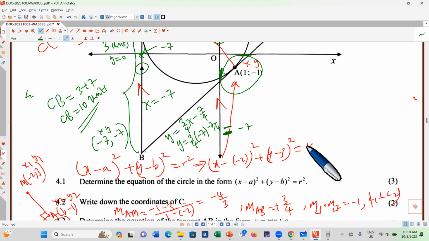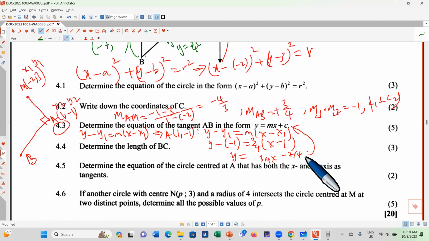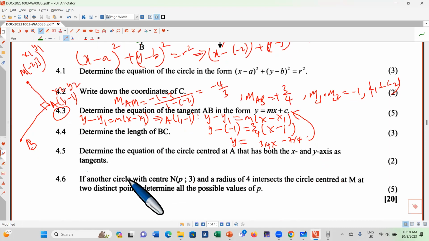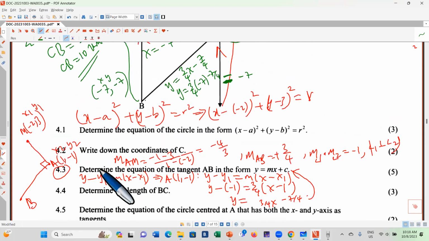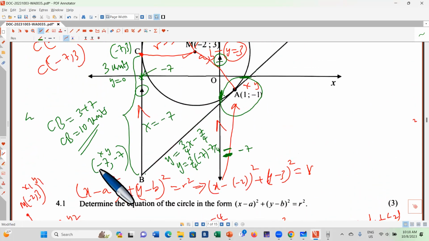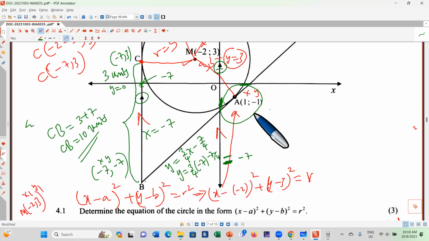Okay, no one home yet. Never mind. What is the examiner interested in? The equation of the circle, question 5. The examiner is saying determine the equation of the circle centered at A that has both the x and y axes as tangents. So you have (x minus a) squared, which is the equation of a circle.